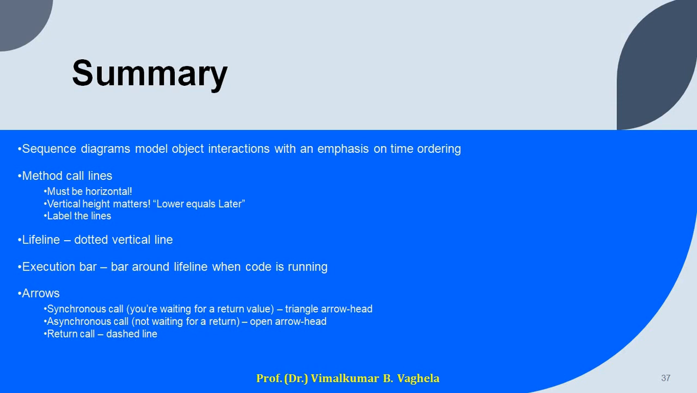There are different kinds of arrows used in a sequence diagram. Each and every arrow has a different meaning. First is a synchronous call, where you are waiting for a return value; at that time the triangle arrowhead is used. An asynchronous call is not waiting for a return, and it uses an open arrowhead. And the return call, if there is one, uses a dashed line. So this is all about the sequence diagram.